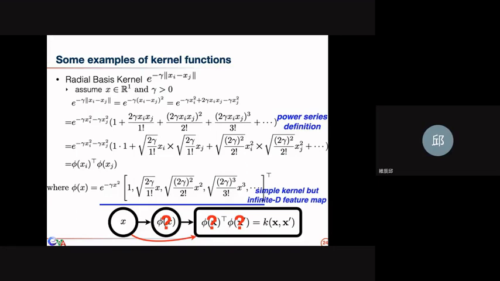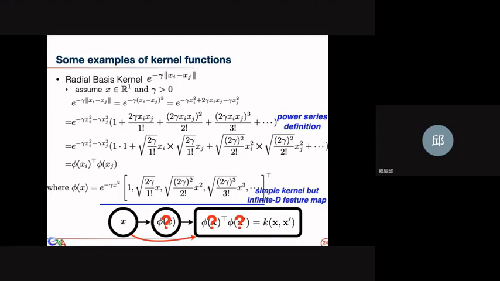So here again, I just want to give you another example. This is actually a very popular kernel function, named the radial basis kernel. This is a very popular kernel function, and you had better remember this one. Later on, in different algorithms, you are going to use this kernel very often.